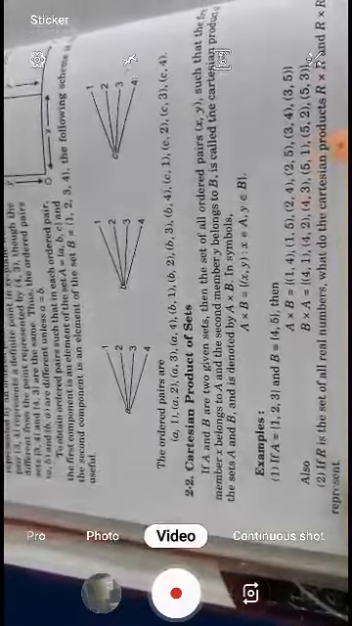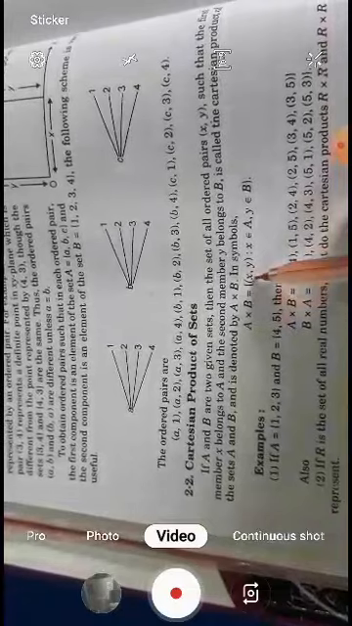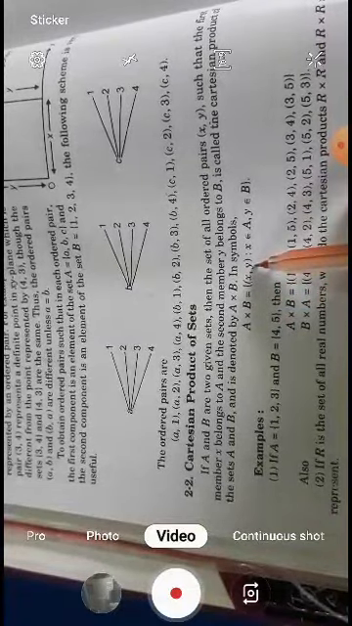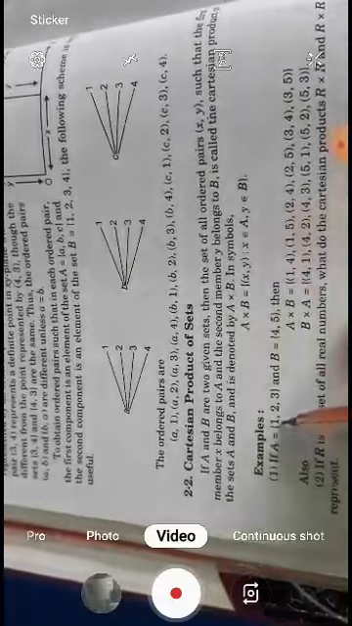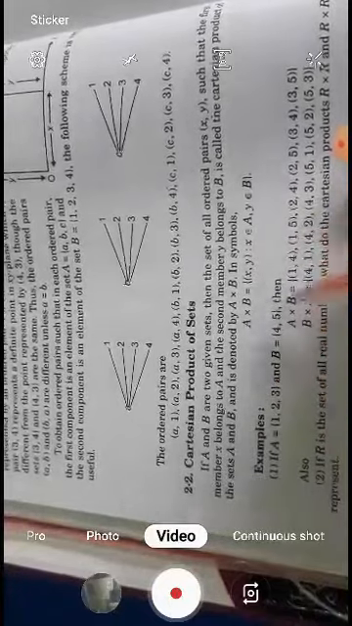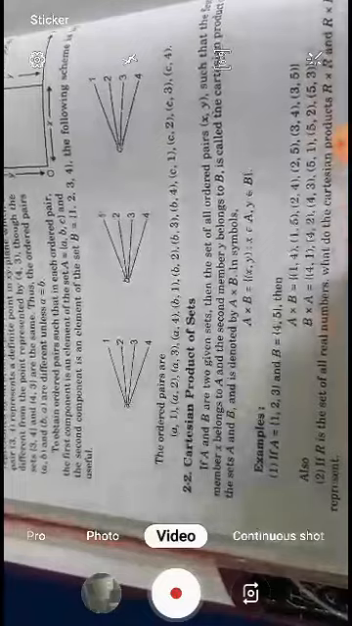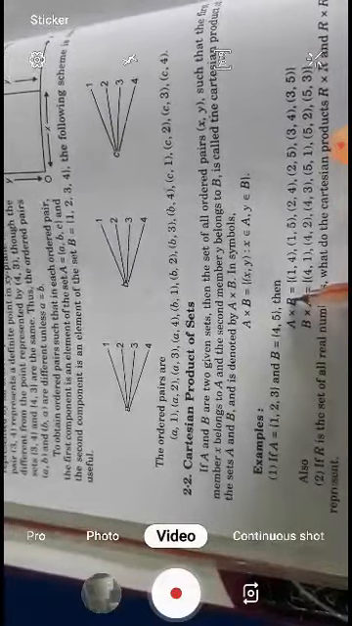Now, how will we understand this? Let us take an example. If the elements of A are 1, 2, 3 and the elements of B are 4 and 5, then A cross B: the first element is x and the second element is y, where x belongs to A. It means the first element comes from A: (1,4), (1,5), (2,4), (2,5), (3,4), (3,5). This is the A cross B Cartesian product.